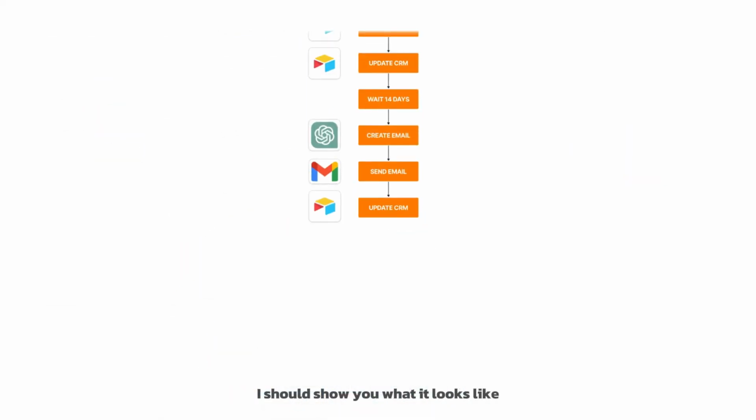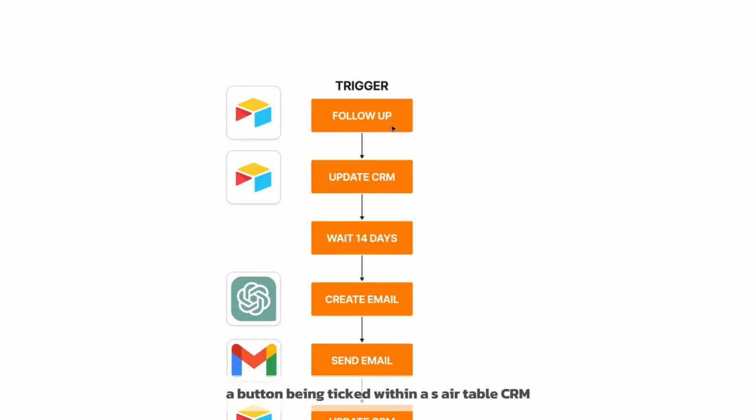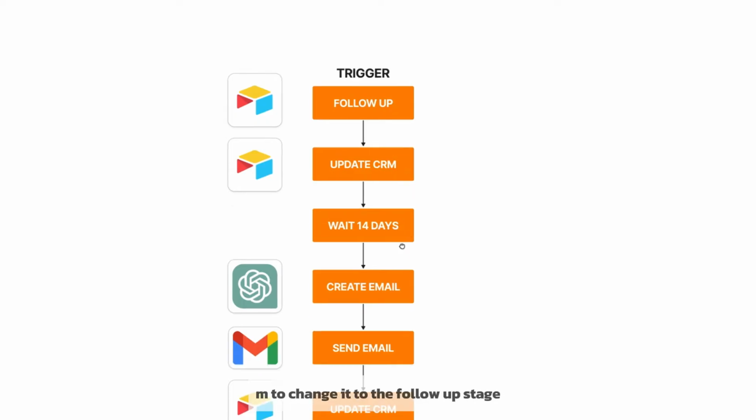Actually show you what this looks like. The trigger is just a button being ticked within an Airtable CRM. This can be something like a follow-up button. Whenever someone presses that, we update the CRM to change it to the follow-up stage.